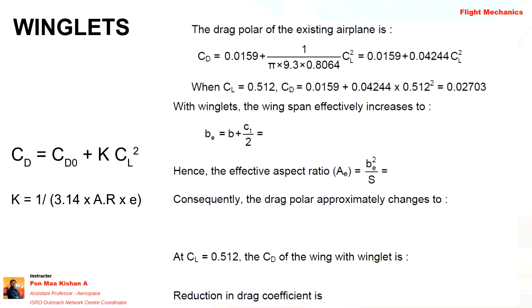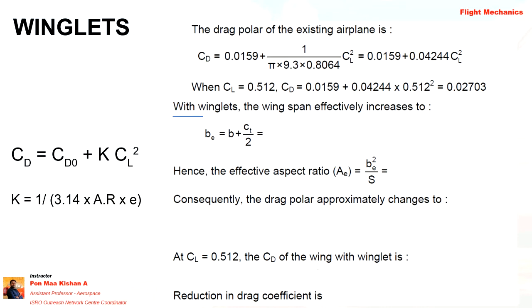After substituting all the known parameters which we have taken from the data in the question itself, the answer is 0.02703. Kindly understand that the drag we have calculated is for the without-winglet configuration. So what will happen when we are fixing a winglet to the wing? What changes will be happening?